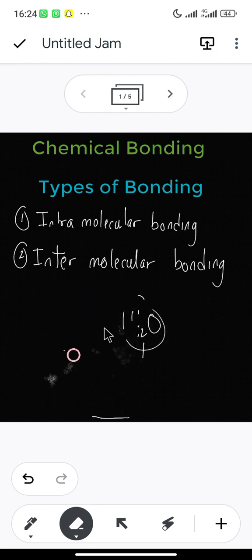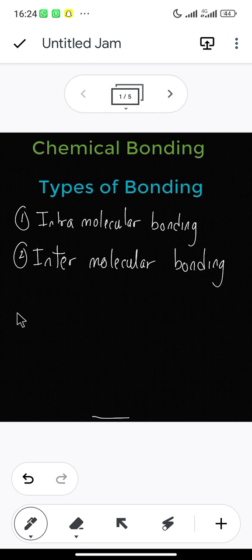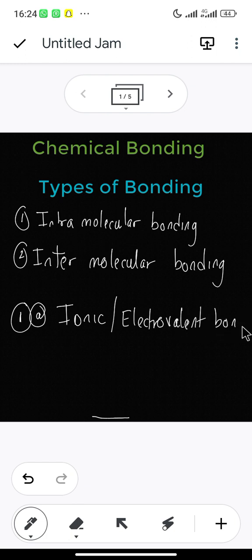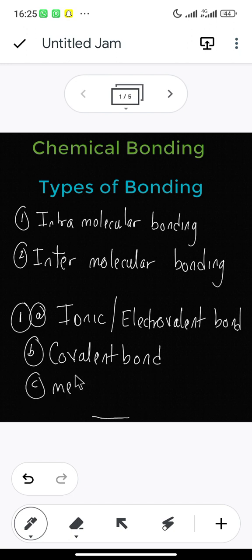Now, let's start with the first one. Let's start with the intramolecular bonding. For the intra, the first one we're going to consider is the ionic or electrovalent bond. The next one we're going to consider is the covalent bond. And lastly, the one we're going to consider is the metallic bond. So we're going to study these three types of bond under intramolecular bonding. Understand? So let's go straight to it.